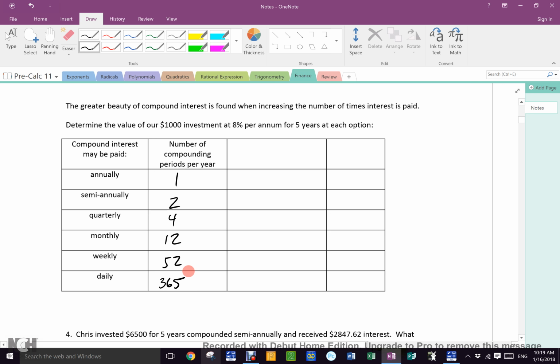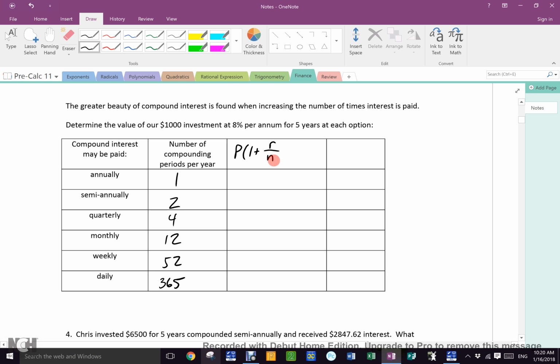365. So we have to adjust our formula, don't we? Now we know our formula is principal times 1 plus. Now here's where we got to change things up. The rate is always per year, isn't it? But if they're going to pay me twice a year, then that rate is going to be divided by what? 2. What if they're going to pay me 4 times a year? It's going to be divided by 4. What if they're going to pay me 12 times a year? Divided by 12. So it's going to be rate divided by something, yes?